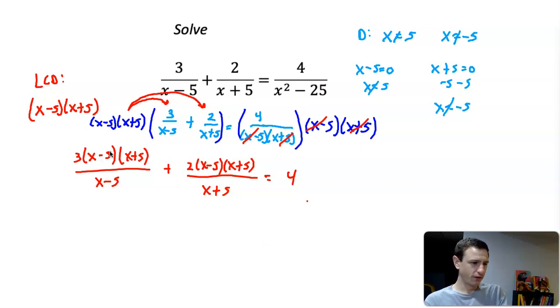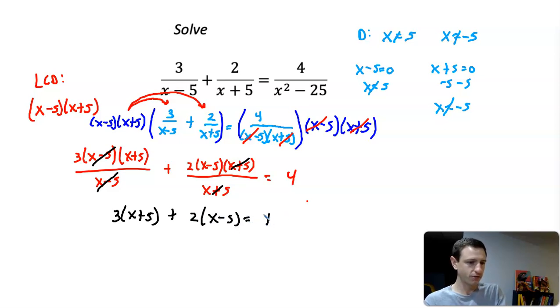But on this side, there's a little bit of work that needs to be done because here, x minus 5s are going to cancel out, leaving us with 3 times x plus 5. Plus, the x plus 5s are going to cancel out there, leaving us with 2 times x minus 5. So it's not as nice as the right side of the equation where the least common denominator completely wipes out and just leaves us with 4. But nothing too difficult. We just want to now distribute the 3 into here, distribute the 2 into here. So we're going to have 3 times x is 3x, 3 times 5 is 15, plus 2 times x is 2x, 2 times negative 5 is negative 10, equal to 4.